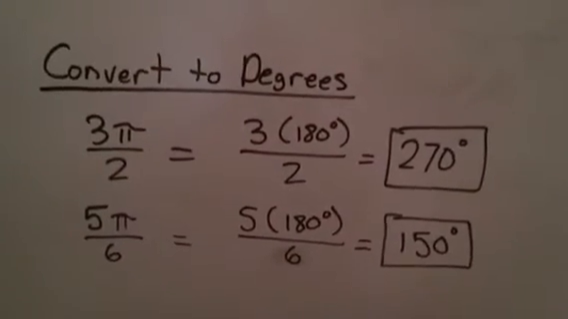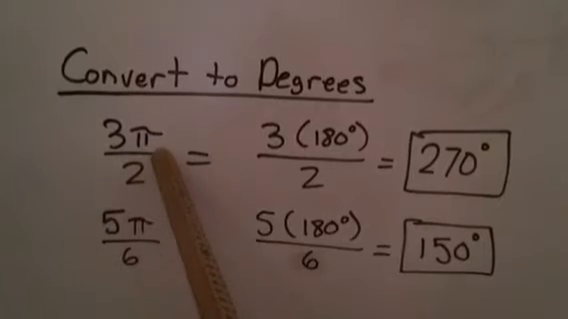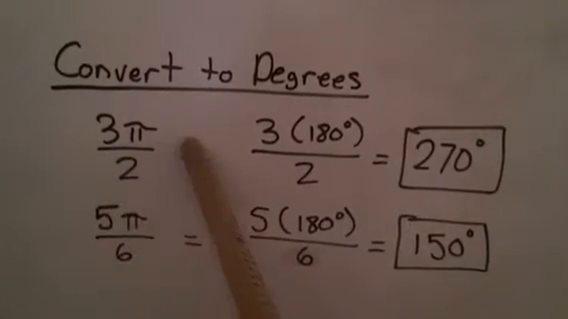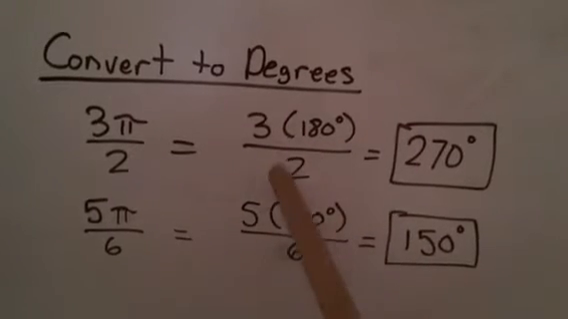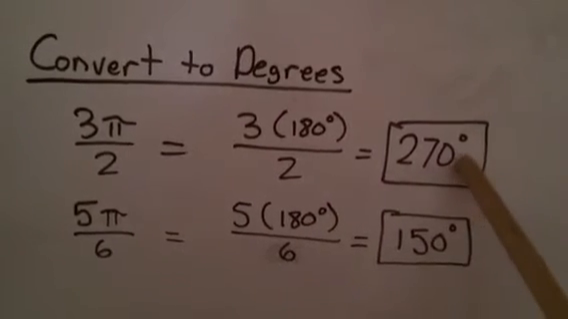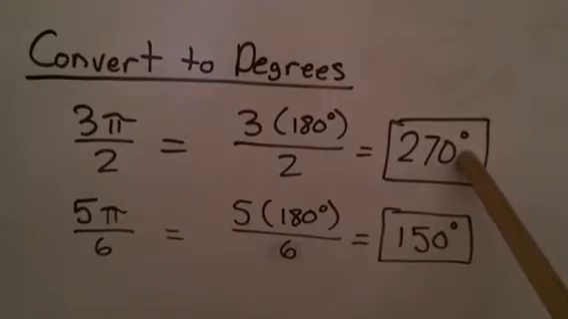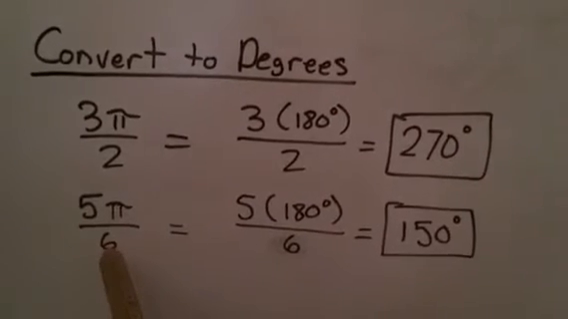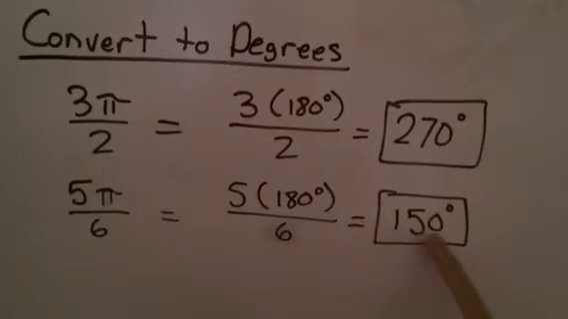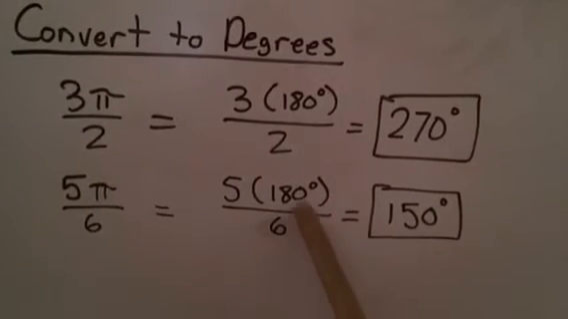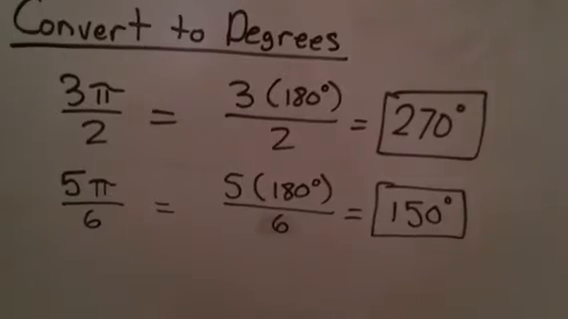To convert from radians to degrees, pi represents 180 degrees. Replace the pi with 180 and perform the calculation. 3 pi over 2 is 270 degrees. 5 pi over 6 radians, replacing the pi with 180, is 150 degrees after performing the calculation.